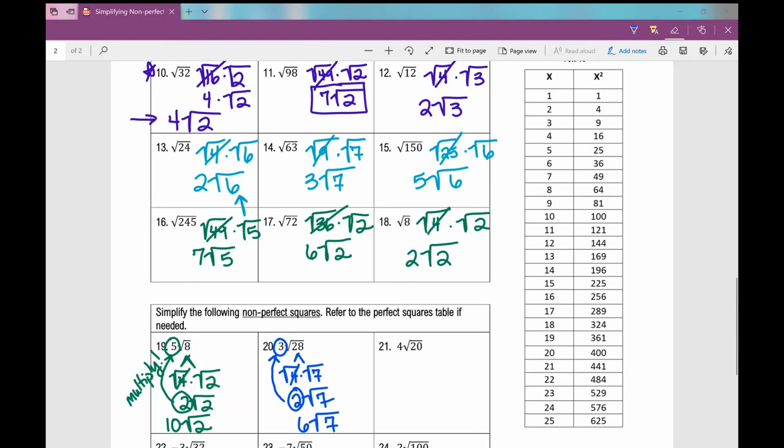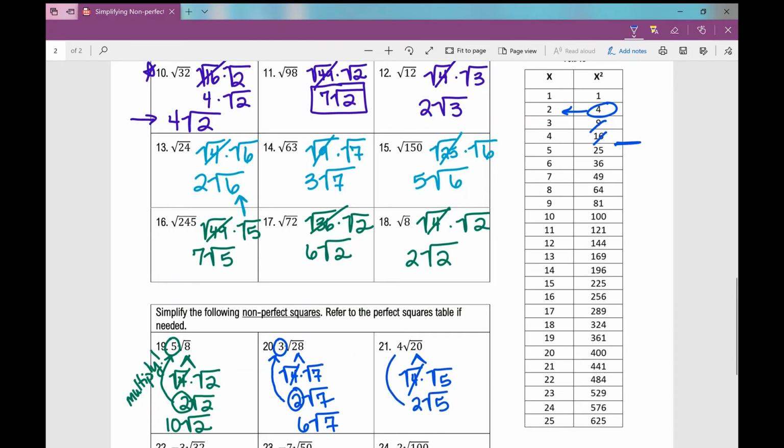Let's go on to number 21. 4 square roots of 20. I need to simplify it the most it can be simplified. So the square root of 20. That lies right here in my perfect squares table. The biggest perfect square that goes into 20 is 4. Well, 4 times what is 20? 4 times 5. So the square root of 4 times the square root of 5 is the square root of 20. What is the square root of 4? It's 2. So 2 square roots of 5.